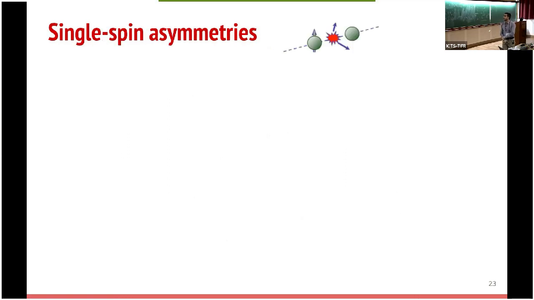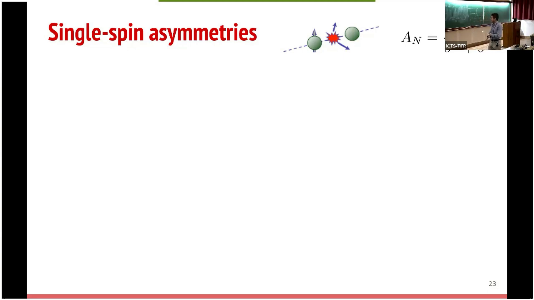Okay. So how can we make sense of this relation experimentally? We try to measure the Sievers function. We try to measure it simultaneously between processes like Drellian and Sidis, where there is a sign change from the theory point of view. And we see if we really need this minus sign for this simultaneous description of Sidis and Drellian. So let's talk about first single spin asymmetries briefly.